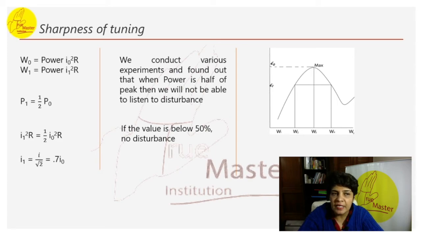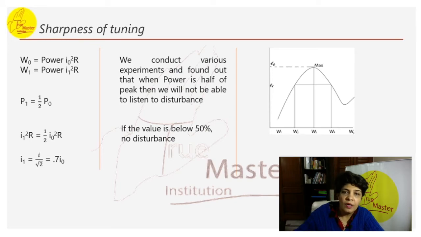With the help of various experiments, we have also observed that when power is half of peak, then we will not be able to hear disturbance. If the power is half, we are not able to hear the disturbance. When the current amplitude is I0 by root 2 times its maximum value, at this value the power dissipated by the circuit becomes half. I0 is the current peak value. Similarly, P is the power peak. This half value we have derived by various experiments.